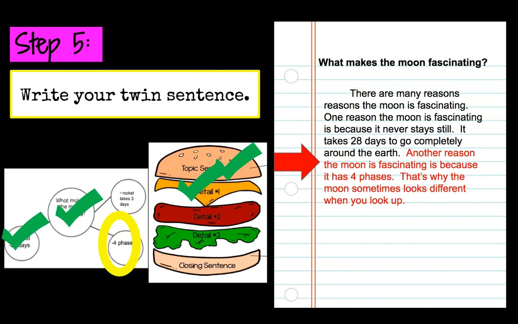Here's how it looks in my writing. Another reason the moon is fascinating is because it has 4 phases. That's why the moon sometimes looks different when you look up. Now I'm done with my second fact. Let's move on to my final fact.